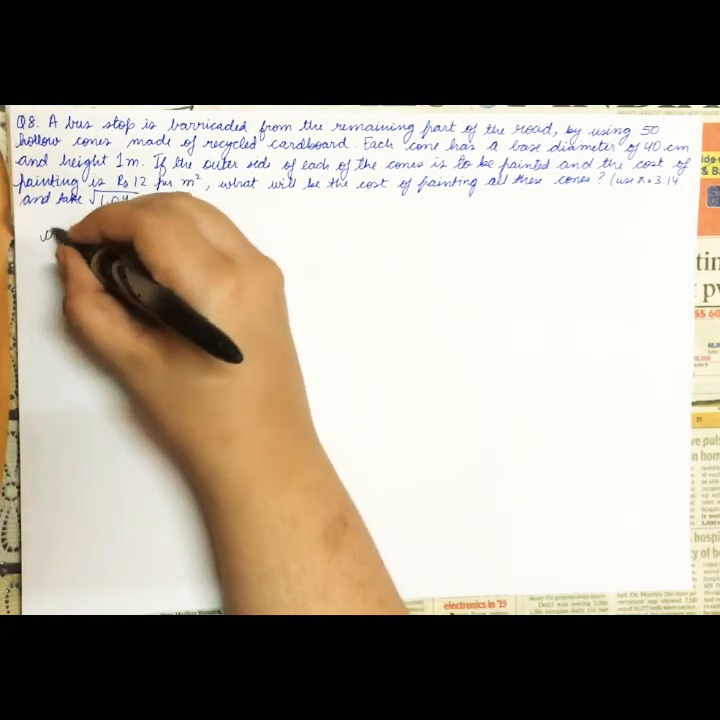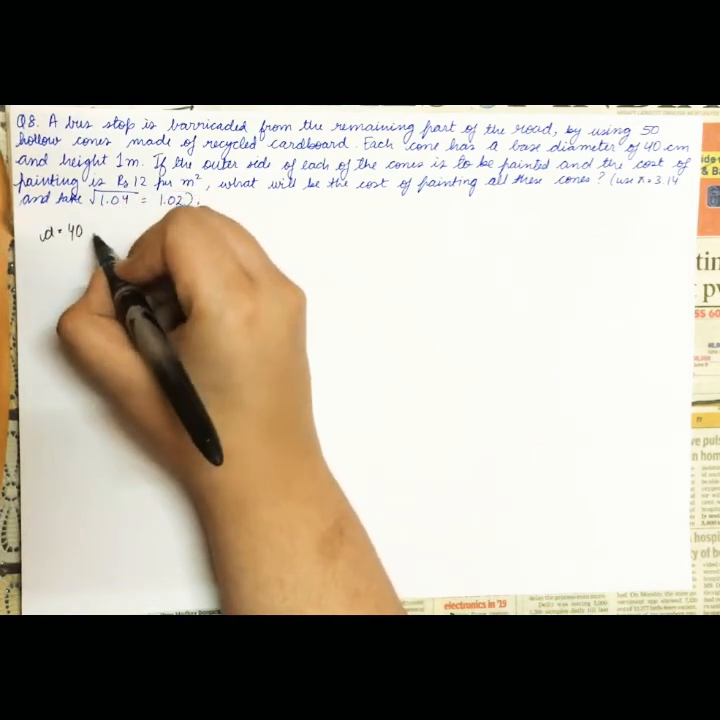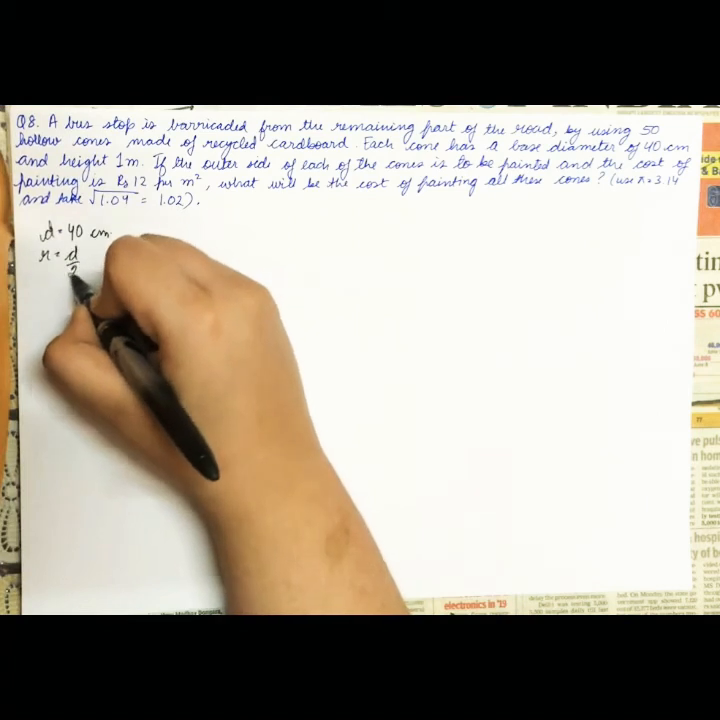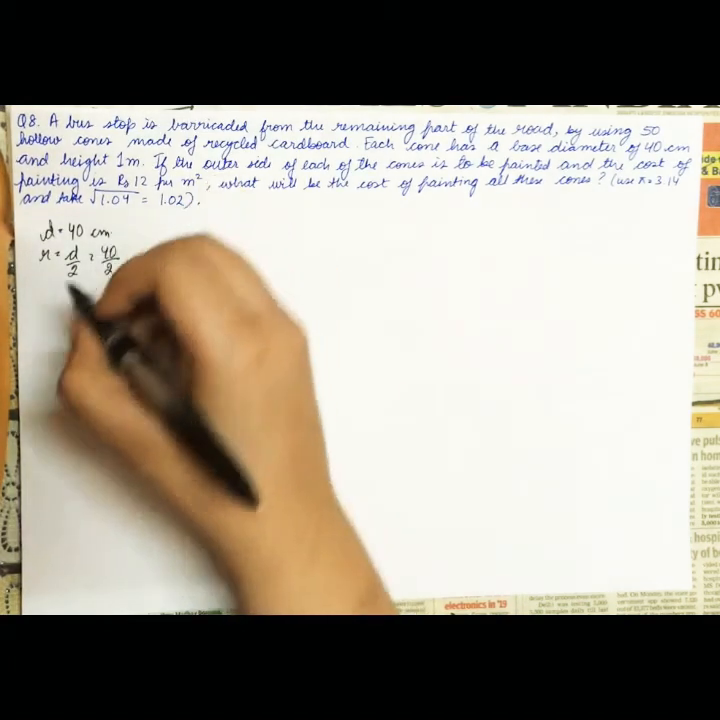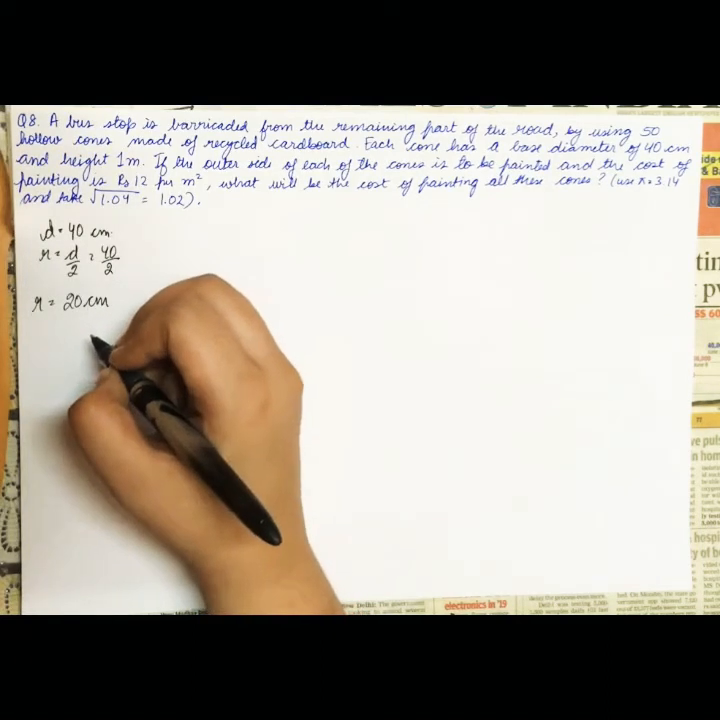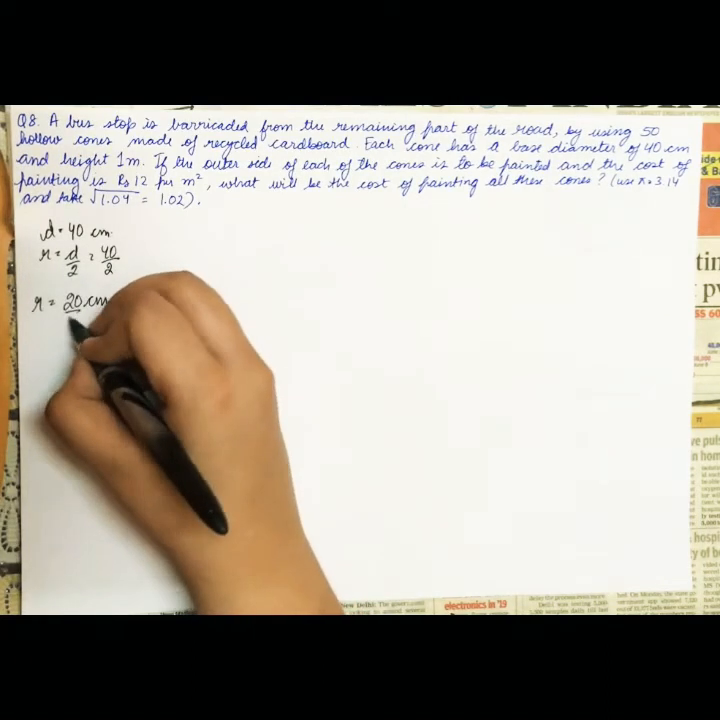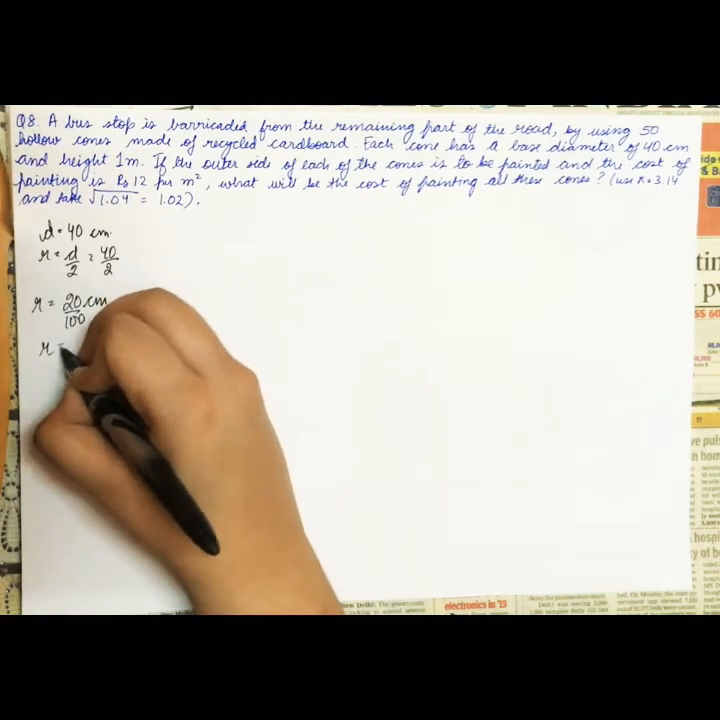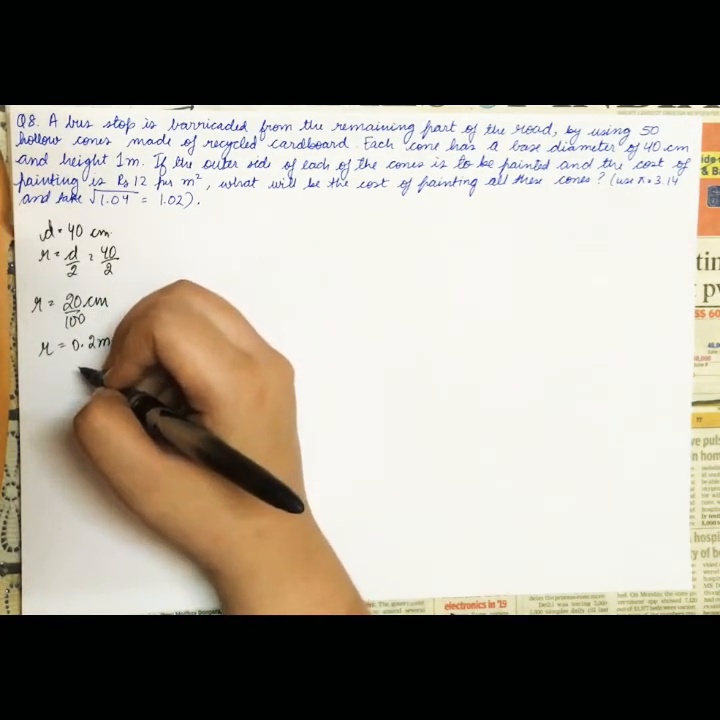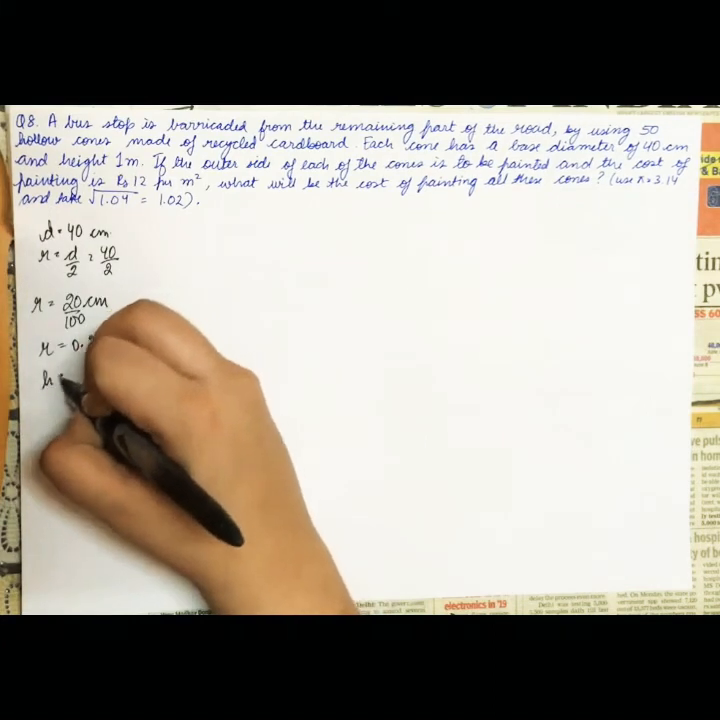So we will begin the question. Here diameter is given as 40 centimeter. Therefore radius is equal to diameter by 2, 40 by 2. Radius is equal to 20 centimeter. Now we'll convert it into meter by dividing it by 100. Therefore radius is equal to 0.2 meter, and height is given as 1 meter.